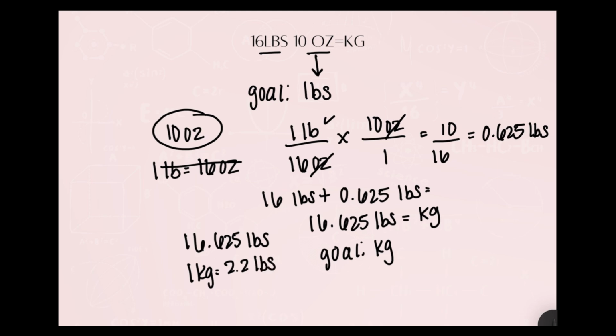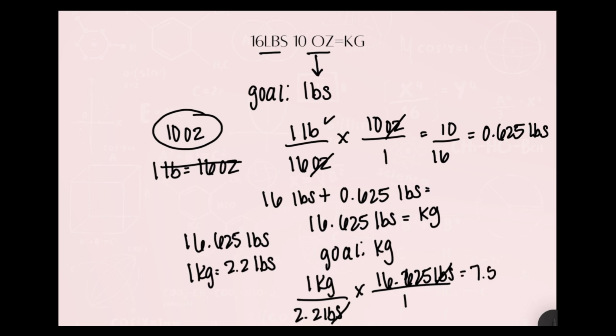So if I'm looking for kilograms, I'll start with it at the top. 1 kg is 2.2 pounds, and then I will put my puzzle piece with the pounds in it at the top. 16.625 pounds over 1, and we'll divide 16.625 by 2.2, and we shall get our kilograms. That's going to equal 7.55 kg, and you round according to your school's policy.